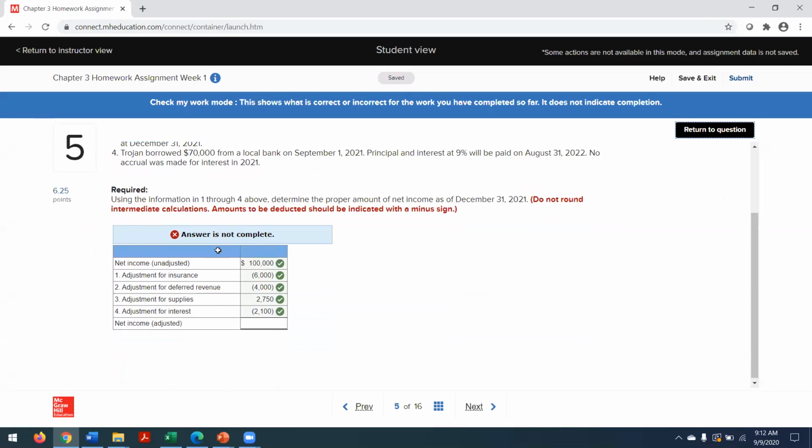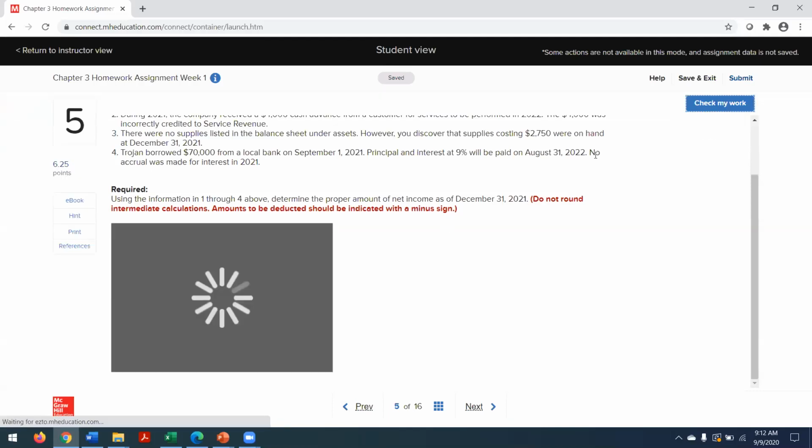Now my answer is not complete yet because I need to come up with my net income. So we started with 100,000. Here are these different adjustments, part of our adjusted journal entries. 90,650. I don't know why I can't get that to, oh, I got to return.